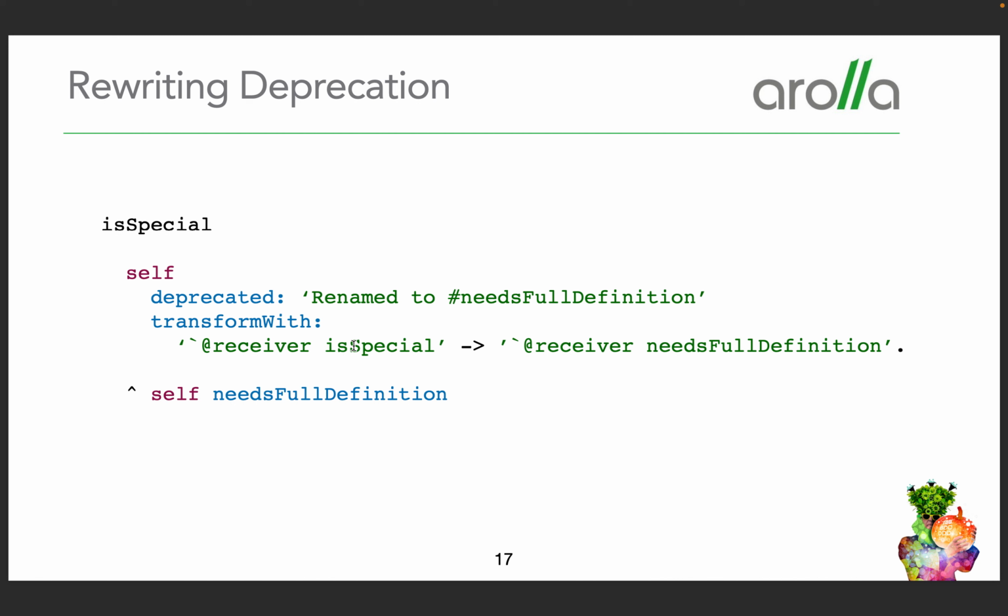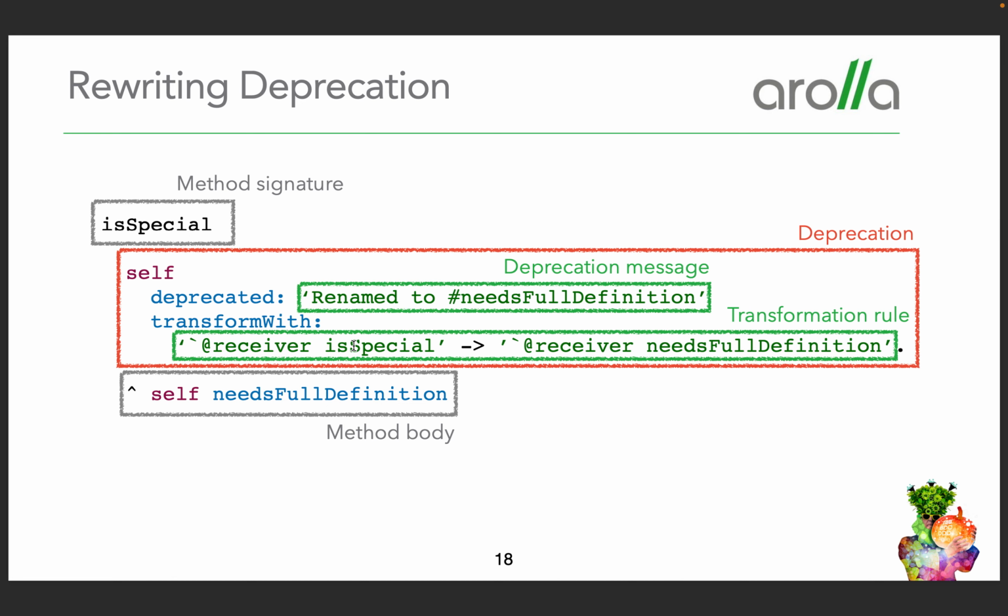There's also another type of deprecation in Pharo, and this one is more interesting for us. It's the one that allows you to add transformation rules. Here you can see there is a deprecation message as the first argument to the deprecation. It's the first green box. And the second green box is the second argument, which is a transformation rule. This transformation rule will be applied as the deprecation warning is signaled. First the client will see the deprecation message, and then the client code will be automatically rewritten using this transformation rule.